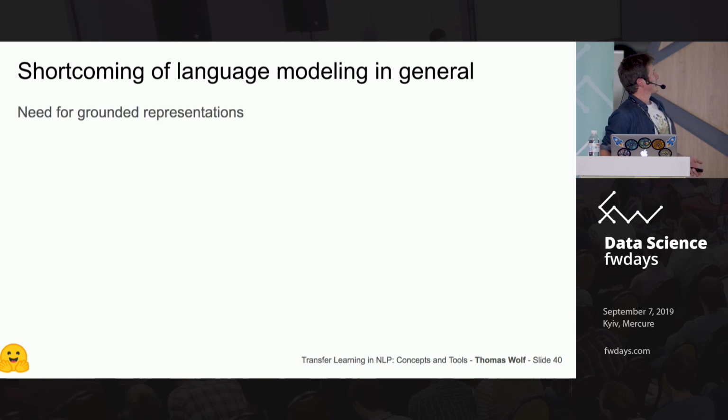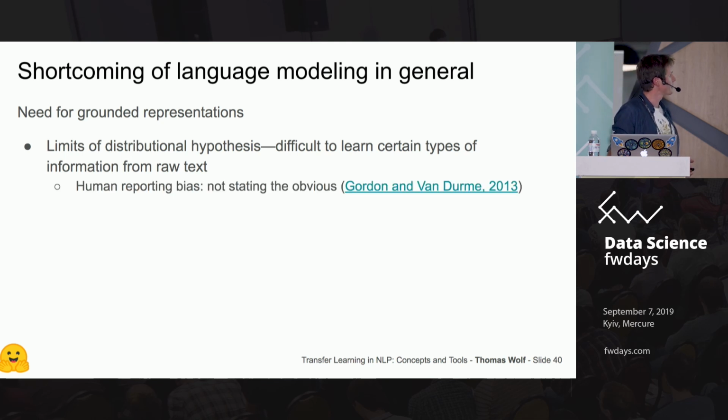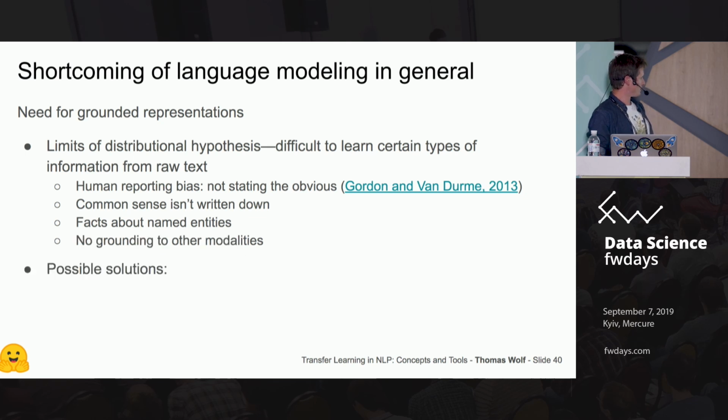So how can we do that? One thing would be to use grounded representation, for instance images or video, on which you would see that sheep are white and not black. This is complementary information. That's exactly what I was saying: reporting bias. Usually we don't write common sense because everybody knows it, so it's really hard to learn.